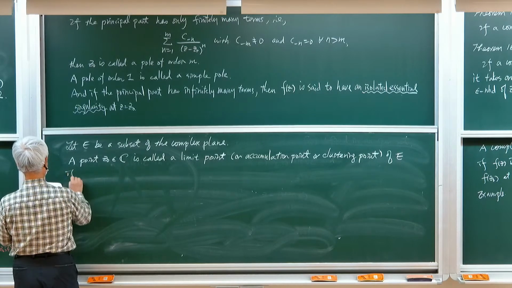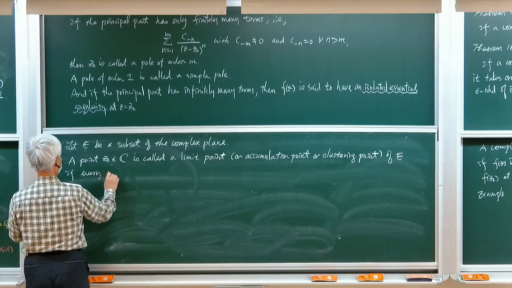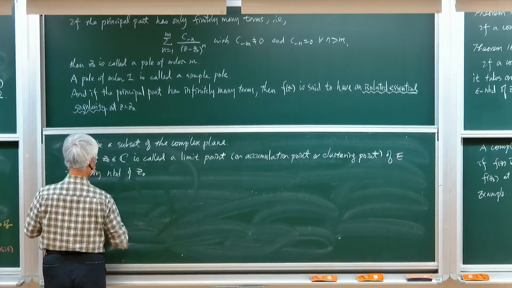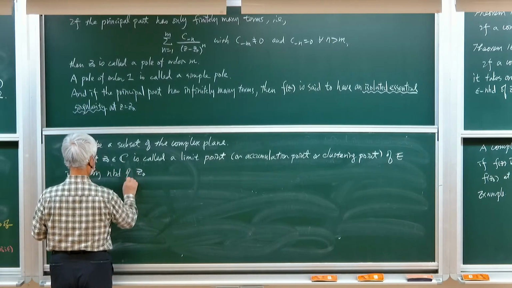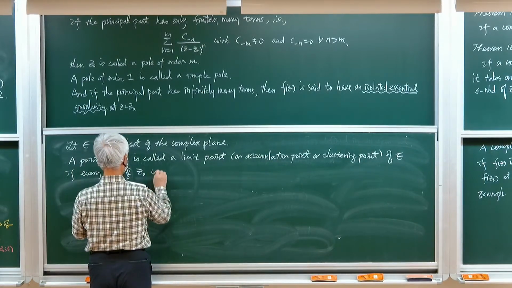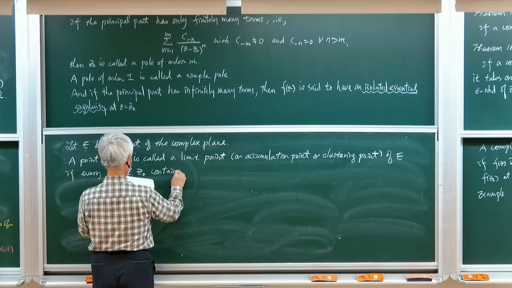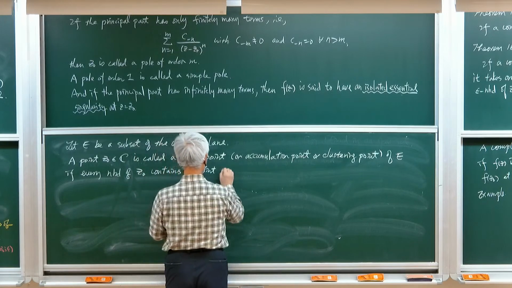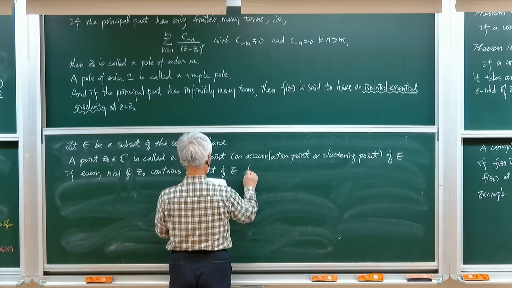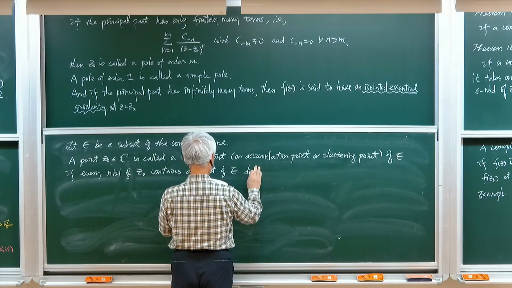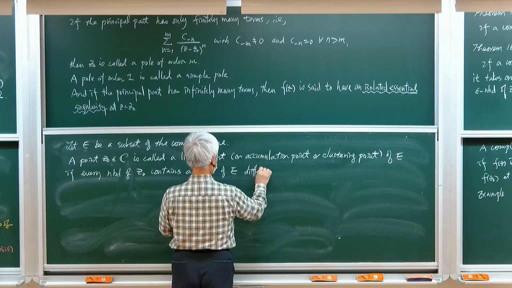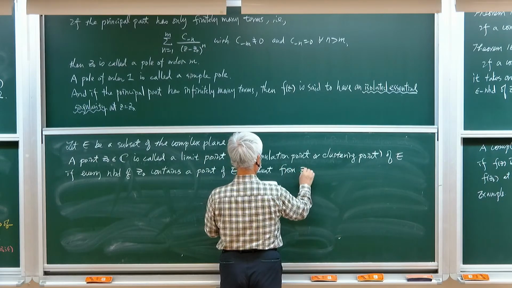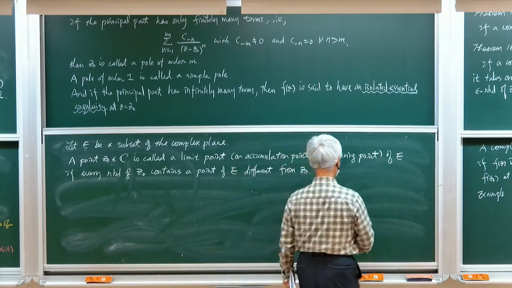A point in the complex plane is called a limit point of this subset E if every neighborhood of Z0 contains a point of E different from Z0.